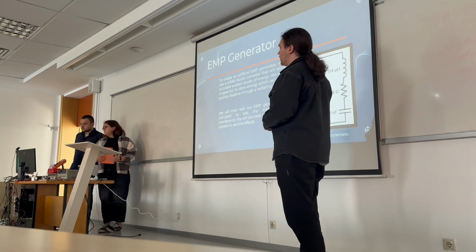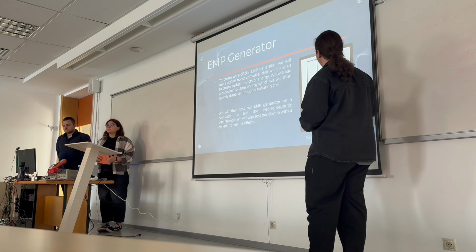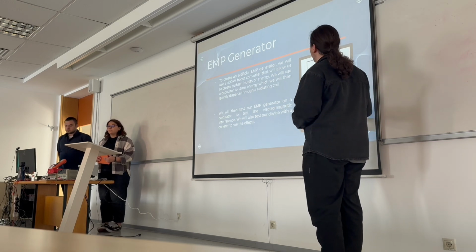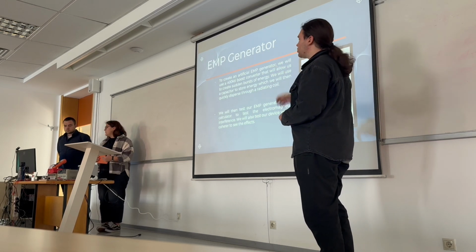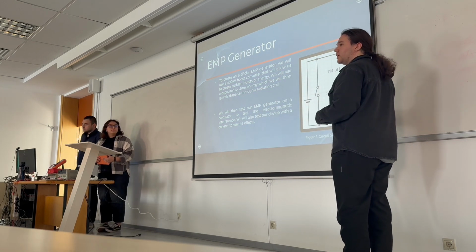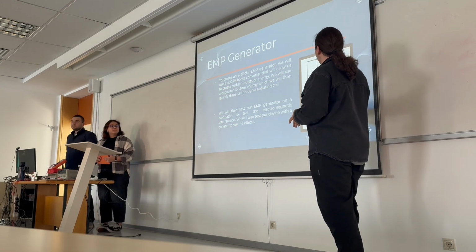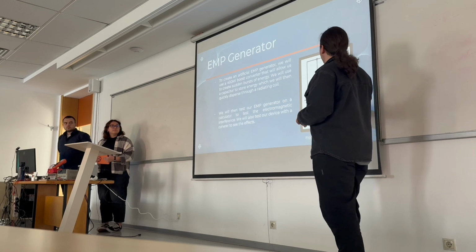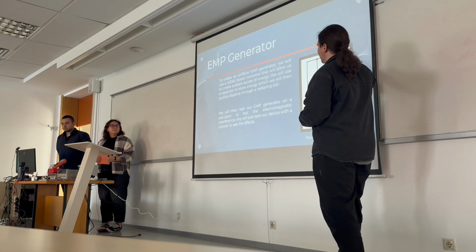To build our EMP generator, we will use this setup, which is a simplified diagram. We will use a 400 kilovolt boost converter that will allow us to charge energy in this capacitor. We will discharge this energy suddenly through this spark gap, which will then radiate B fields from this coil.